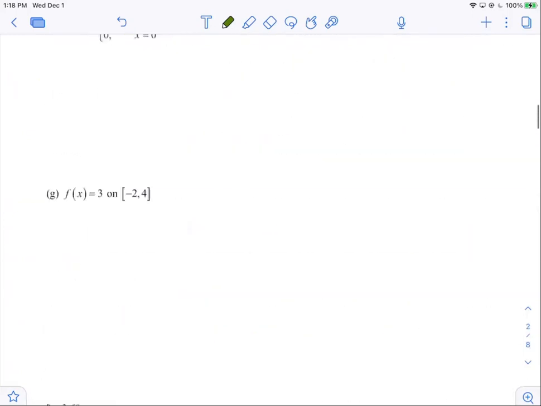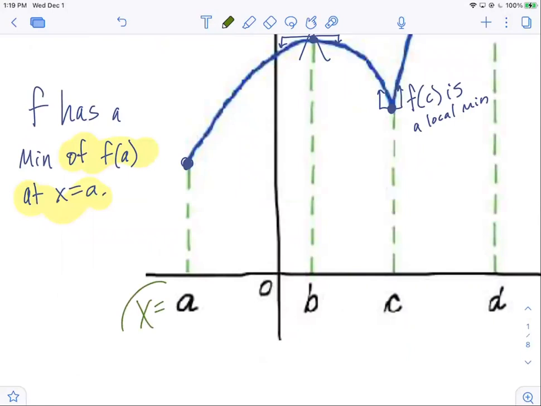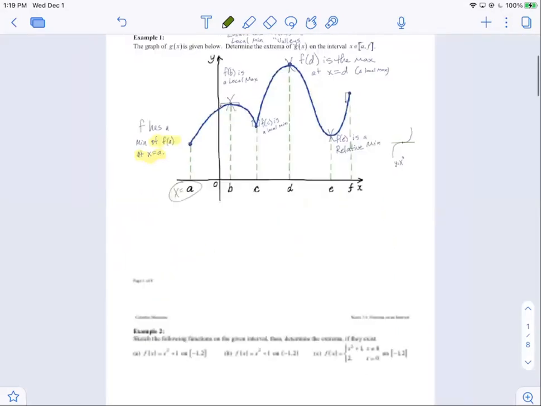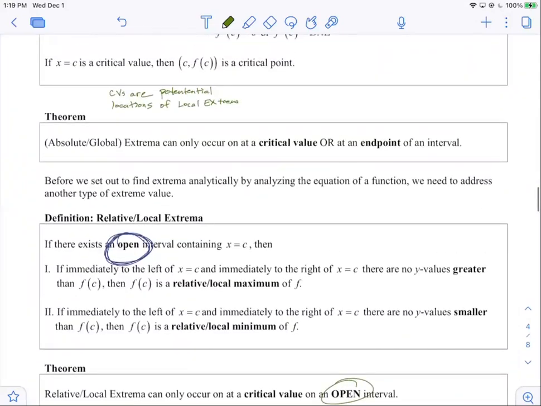Well, let's come back up here again to this example. Would x equals a technically be a critical value? Yes. Is it in the domain? Yep, there's a dot there. What's the value of the derivative there? Undefined, DNE. So it is a critical value, but it doesn't have a shot at being a local max or min because it's at an endpoint. Okay. So local extrema can only occur at critical values on an open interval.